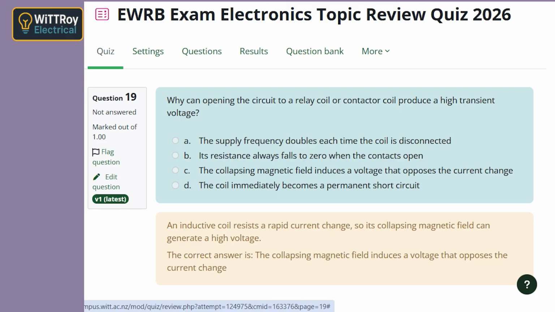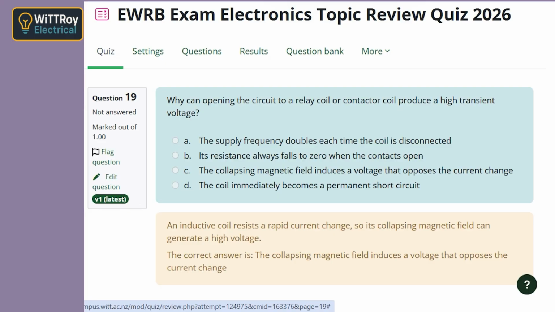Not quite. Let's pause there and picture what the component is doing. A coil stores energy in its magnetic field. When current is interrupted, the field collapses. By Lenz's law, the induced voltage opposes the rapid fall of current, so the voltage can become very high. A flywheel diode, RC snubber, or VDR can provide a safer path for that energy.